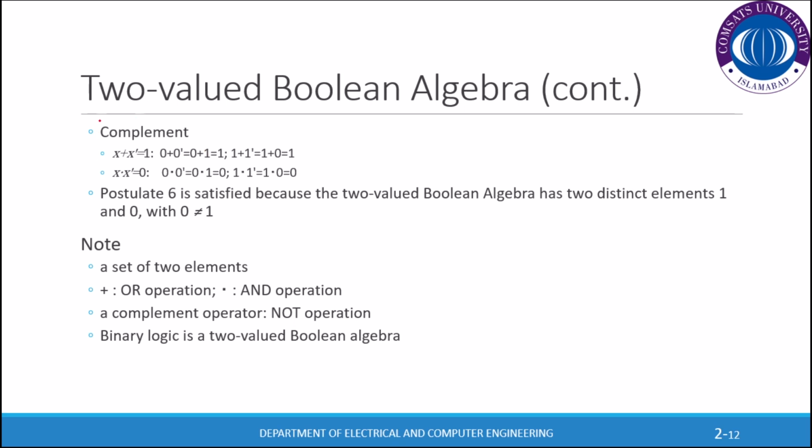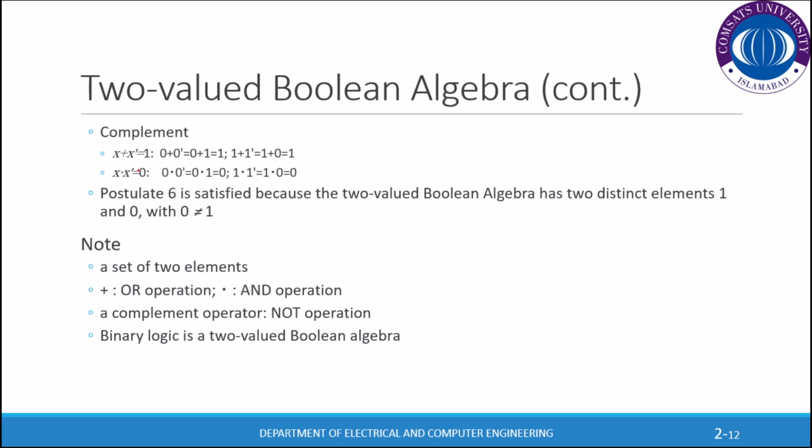Now complement: x plus x bar is equal to 1. It means 0 plus 0 bar. Now 0 bar means the complement of 0, which is 1. So when we have 0 plus 1, it will give us a 1. Similarly, when we have 1 plus 1 bar, which is 0, so 1 plus 0 will again be 1.